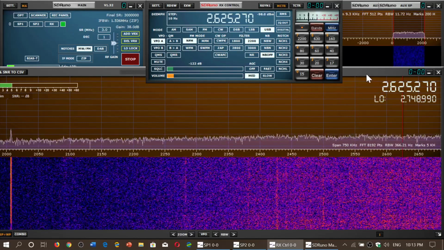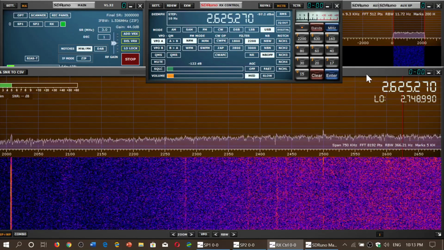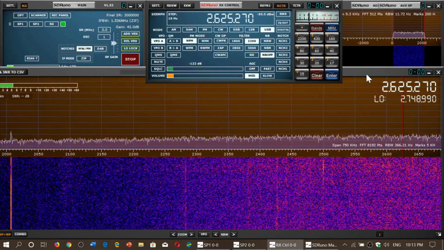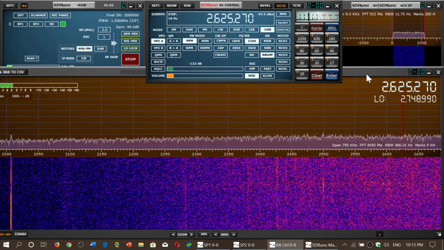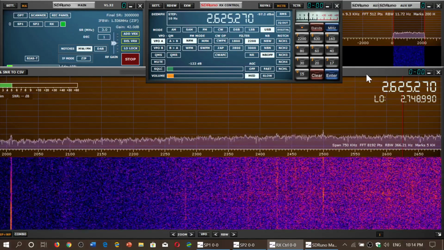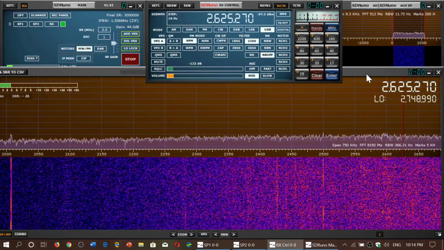So what's between 2 and 3 megahertz? This is what we're going to look at in this video. It's a very interesting range of shortwave. Actually, it's technically medium wave. Shortwave starts at 3 megahertz, so this is technically still what we call medium wave.